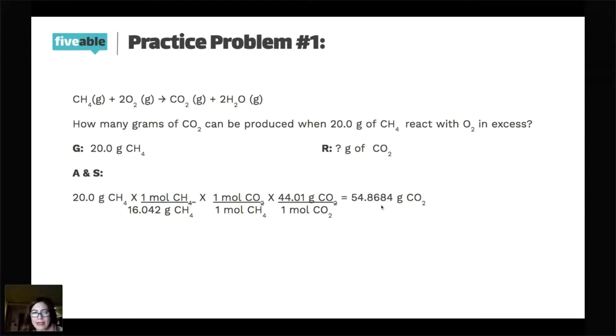Exactly, 3, so that's how many we need to show on our answer. So we round to 54.9 and we're done with the problem.